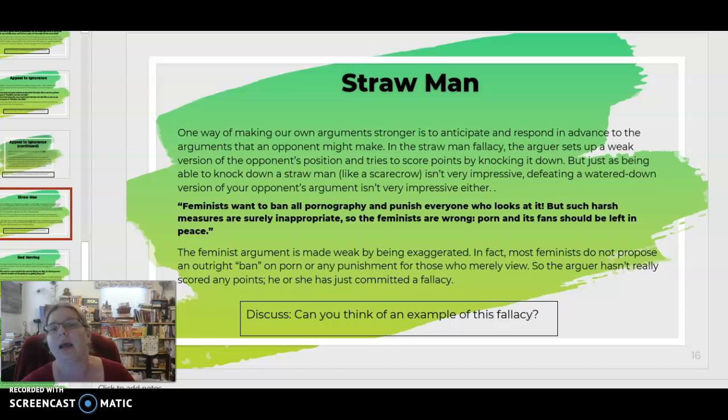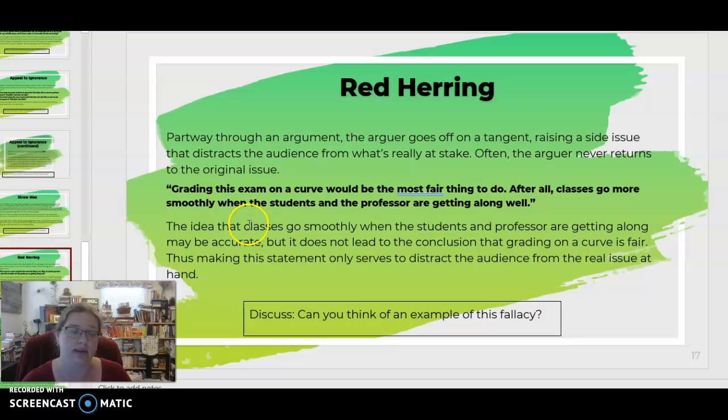So that's not actually what most feminists are trying to say. That does feel like an over-exaggeration of the statement. So it's easy to ignore overblown statements like that. And it overlooks the fact that there's a lot of nuanced conversation that should happen on this particular issue about how to handle it. So that's the straw man fallacy.